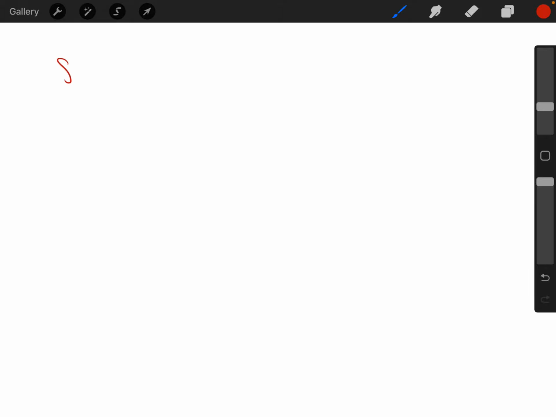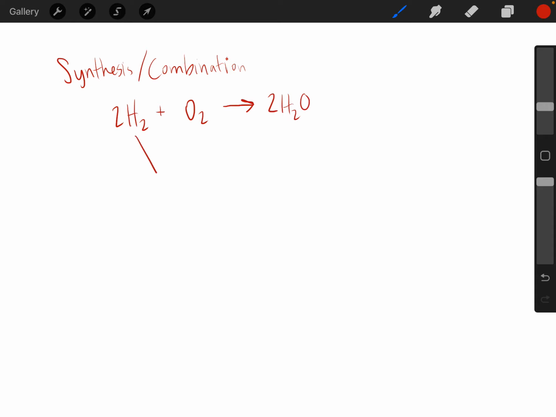So the first type that we have is a synthesis or combination reaction. When you combine something together, you're bringing things together to make one thing. So I like to think about synthesis kind of like a marriage. So if you have hydrogen plus oxygen coming together, getting married to form water, see how that's 2 separate entities becoming one entity? That would be synthesis or combination. So when you see lots of things coming together to end up in one product, that would be called a synthesis or combination reaction.